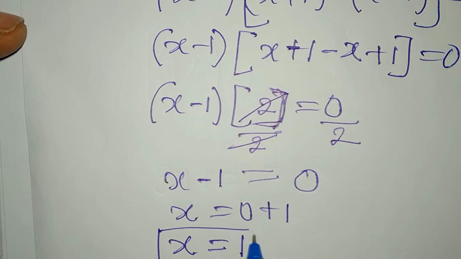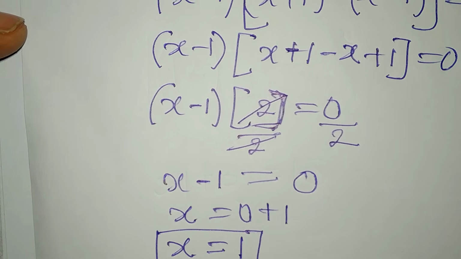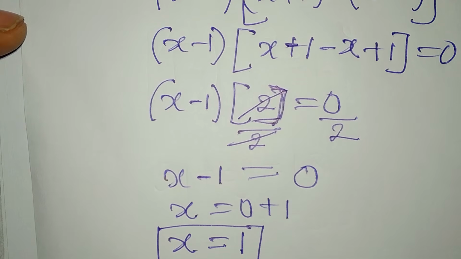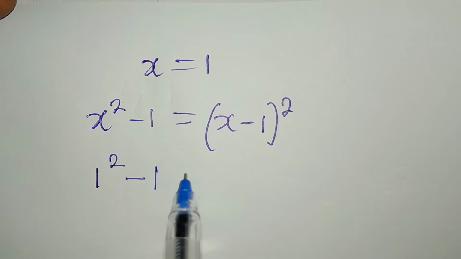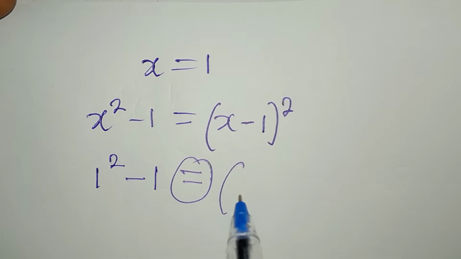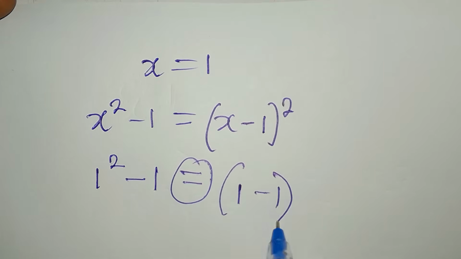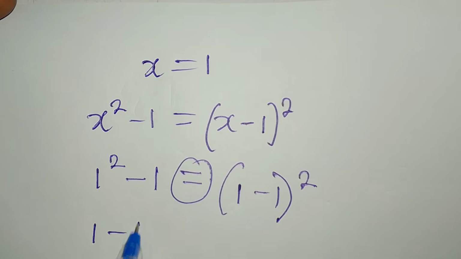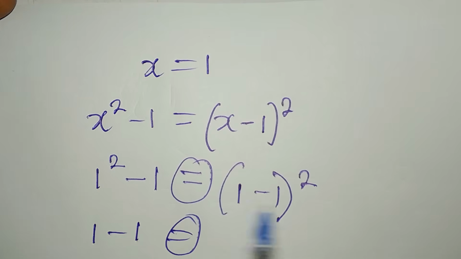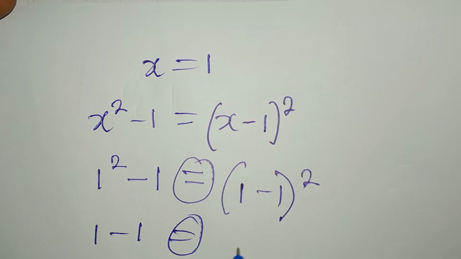And I want us to verify this very quickly so that we can be very, very sure. Okay, so we have our x to be 1, right? So we're going to put that here. We have 1 squared minus 1. Will this be equal to what we have here, which is going to be (1 minus 1) all squared? 1 squared is 1 minus 1. Okay, then on the other side, 1 minus 1 is 0, and there's a square on it.